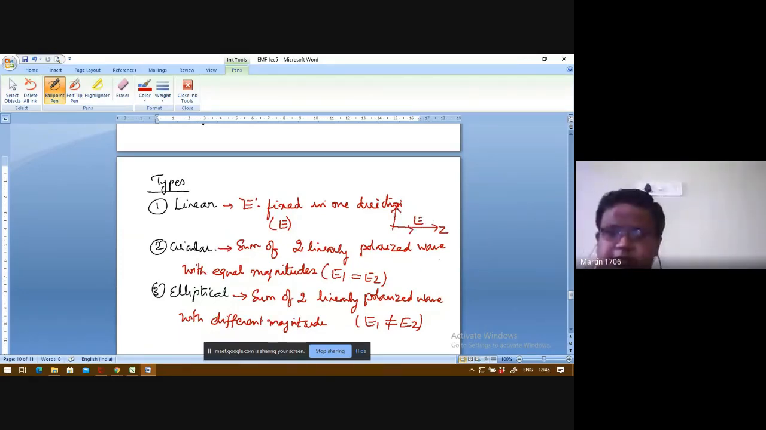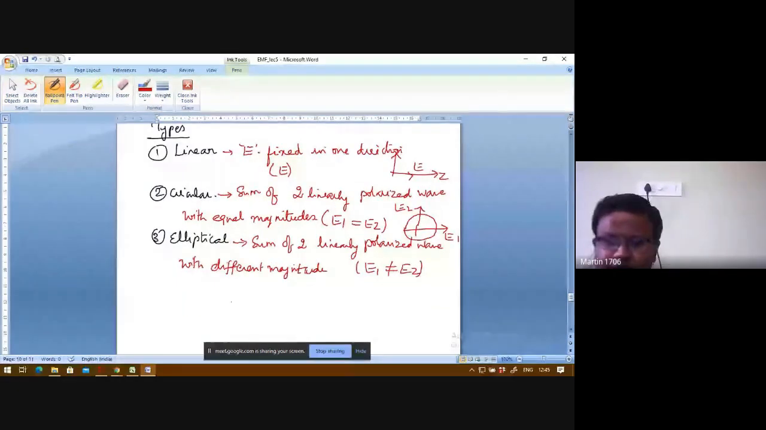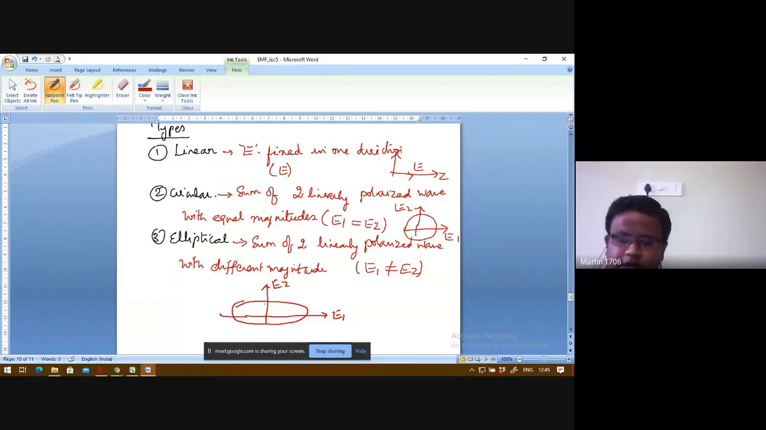Whereas in circular polarization, suppose I am considering the x-axis as E1 and the y-axis as E2. It has equal amplitude in all directions. Whereas in elliptical it is not equal, so it has one amplitude along the major axis and another amplitude along the minor axis. So the dimension has been varied. These are the types of wave polarization.